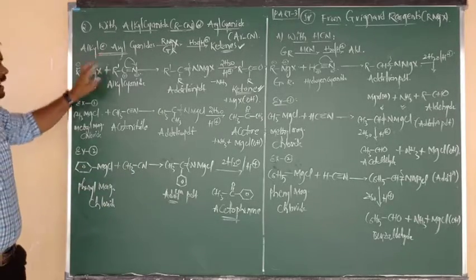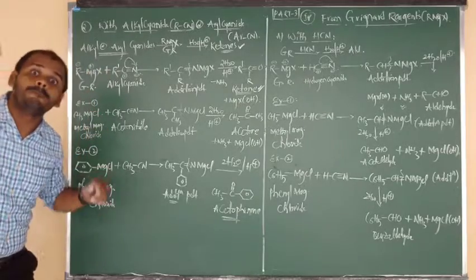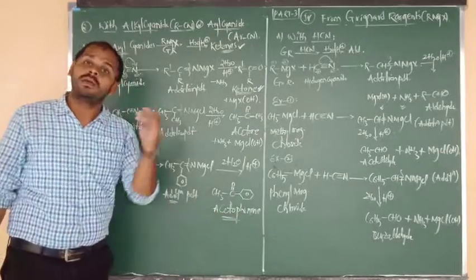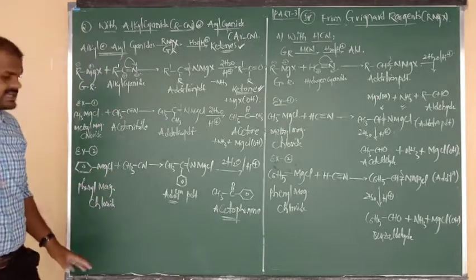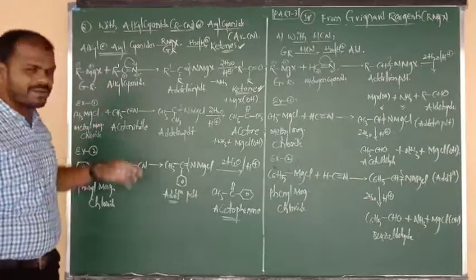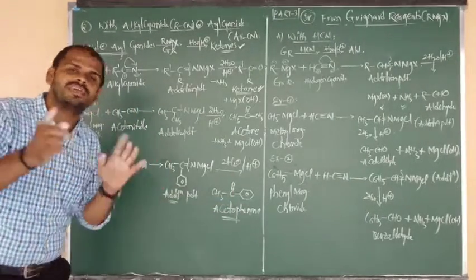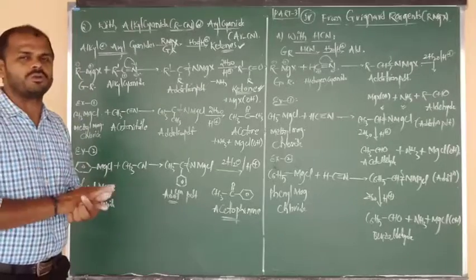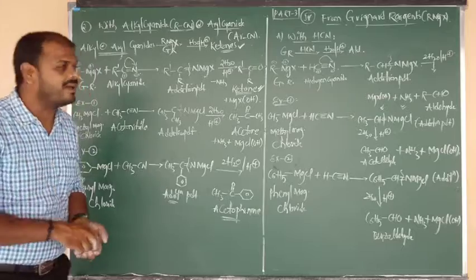So both replaced by CH3, acetone. Both replaced by benzene, benzophenone. Here benzene, there benzene, benzophenone. But if one is replaced by benzene and the other by CH3, that gives the product acetophenone. If both are replaced by benzene, benzene, benzene, C double bond O, that is nothing but benzophenone. Those examples I have also given in your notebook. I will give you the notes. Okay.